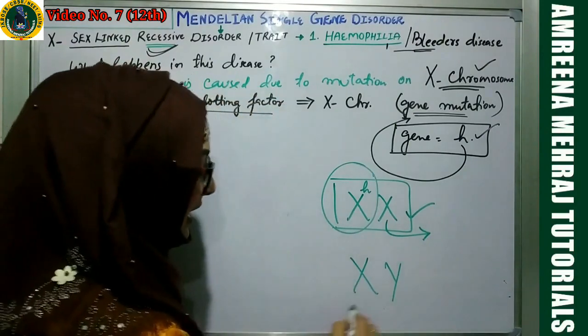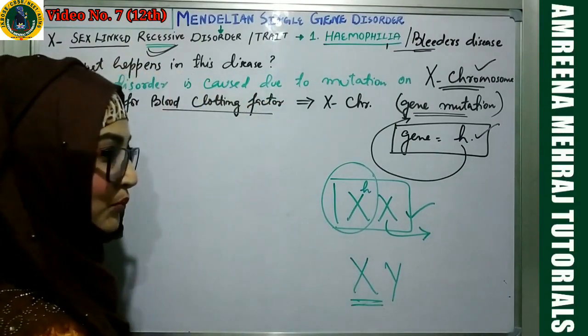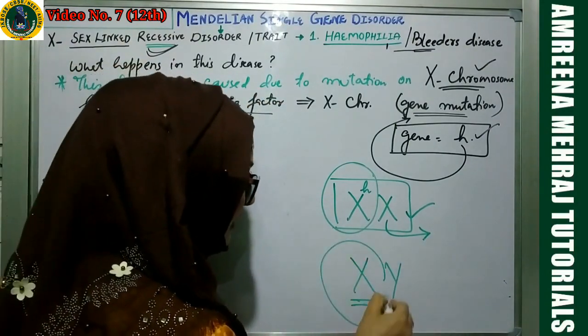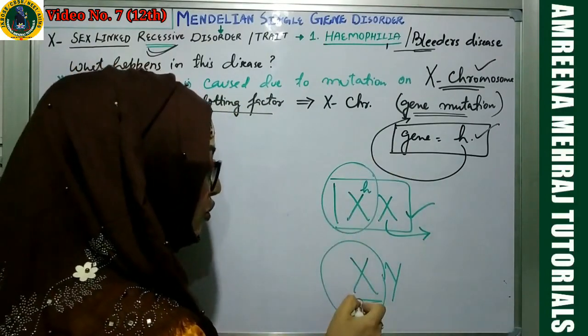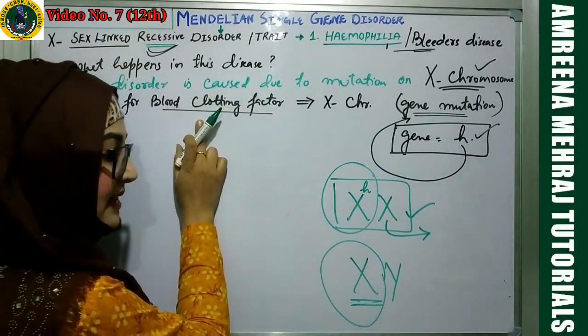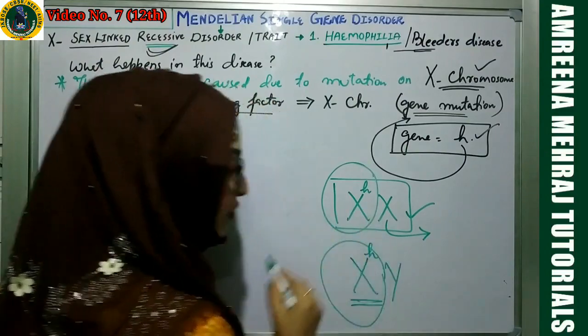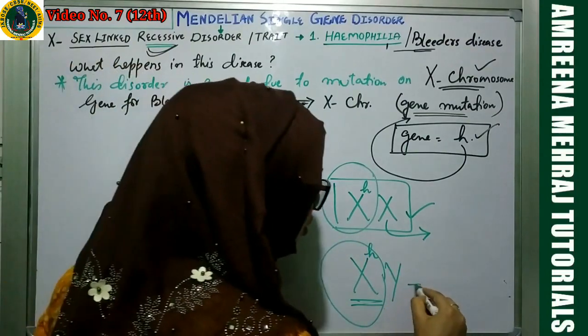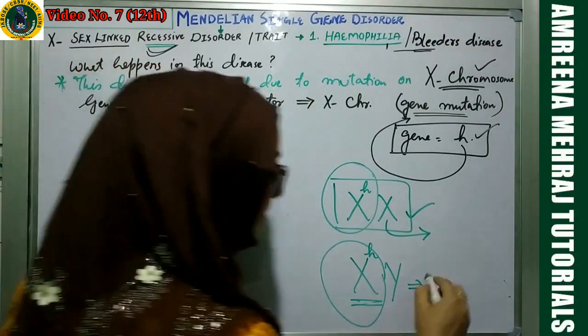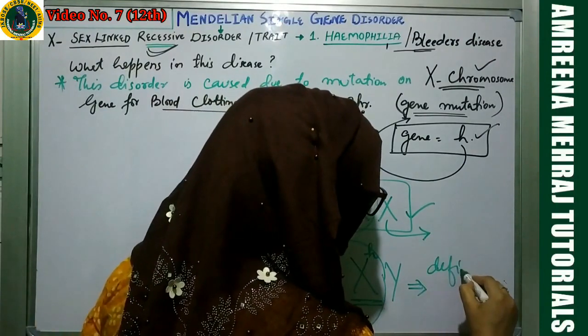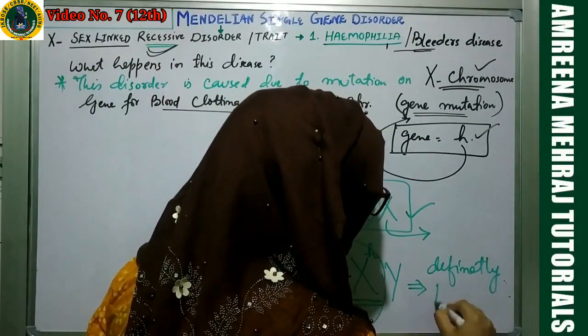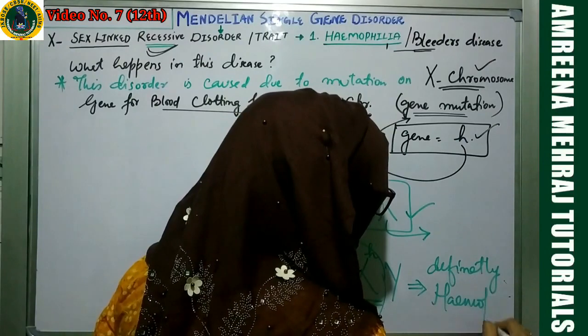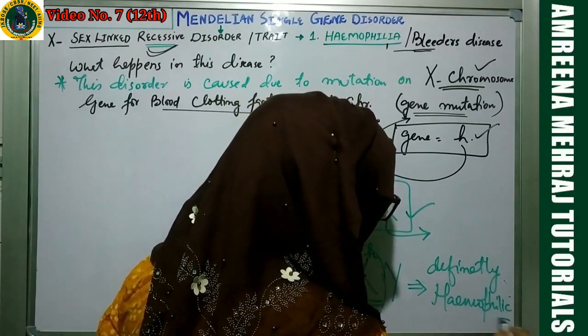Male has only one X chromosome. Since male has only one X chromosome and this chromosome bears the gene for blood clotting factors, if male develops the hemophilic condition, there is no chance for male to be safe. He will definitely be a hemophilic male. Getting my point or not?